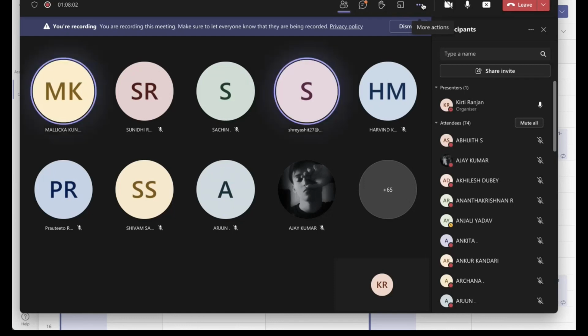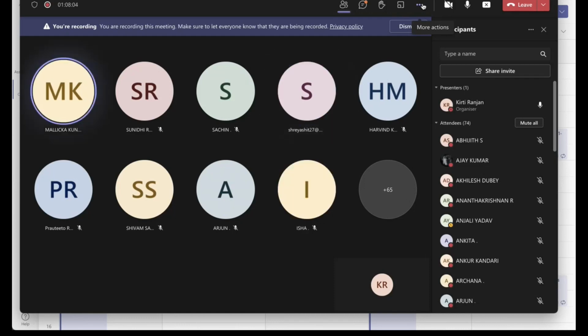Sir, other than the Schaum series and R. Shankar, what other book can we follow for numericals in LVS? What I would suggest, you are already doing Schaum, right? Yes, sir. Schaum itself is not a small volume. If you look into it, it has plenty of questions.